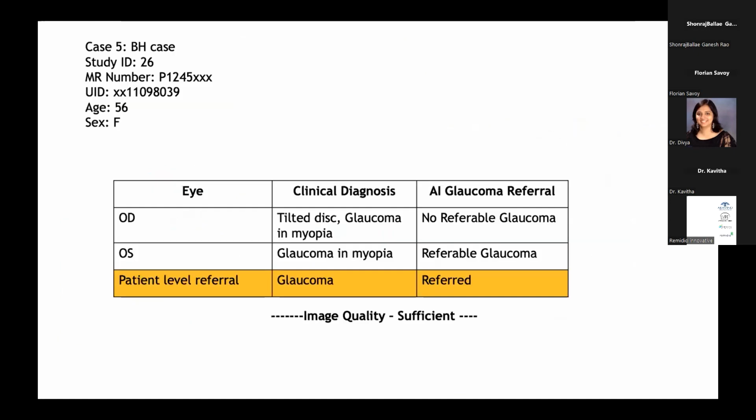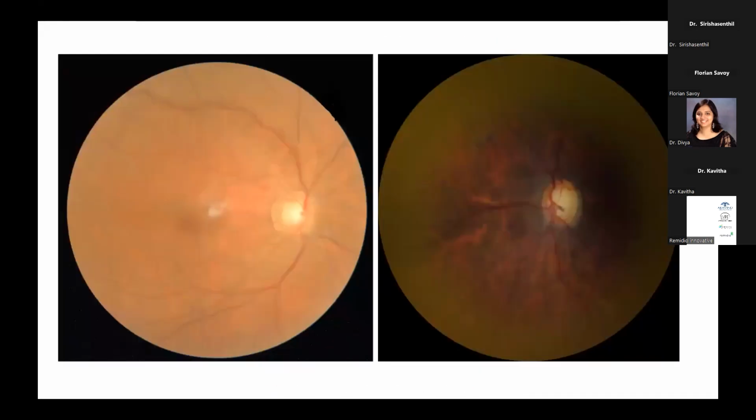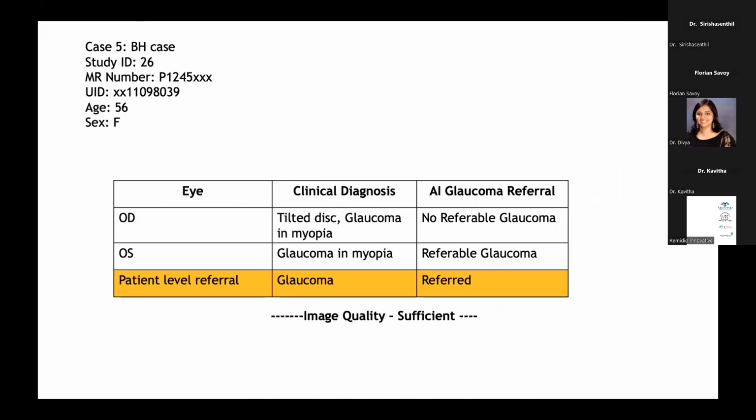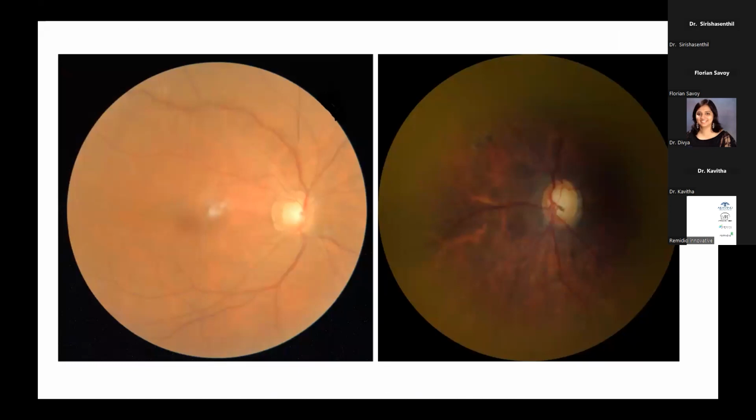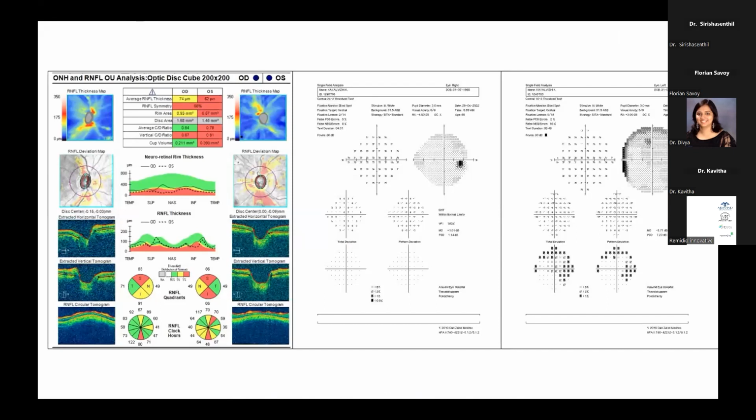This is a second case where the AI said there is no referable glaucoma in the right eye, but in the left eye referable. But it was glaucoma in myopia, and I would like you to see the image, that the right eye is a tilted disc, which actually has glaucoma and myopia, but sometimes you just cannot rely on the AI. So it's not that AI is always in concordance with the glaucoma specialist, but if it is trained, and if you also rely on your clinical evaluation, then you can pick up such cases. The left eye is frank glaucoma, and the right eye also has glaucoma. The right eye fields were normal, but the left eye fields were showing superior arcuate and early inferior arcuate scotoma. The OCT is showing bipolar thinning.